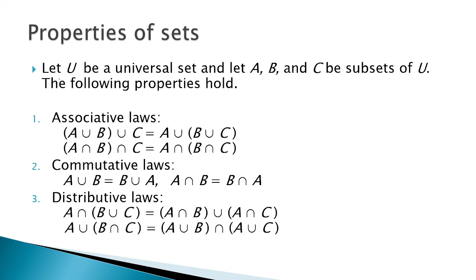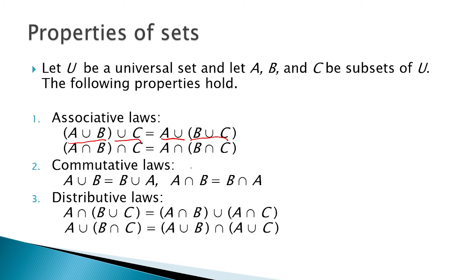First, we have the associative law. If you have operations such as A union B, union C, this is also equal to A union B union C. Meaning, you can union A and B first, then union C. It is also possible, and you will get the same set, if you union B and C before you union it to A. This applies for intersection also. A intersection B first, then intersection C, or B intersection C first, then intersection A.